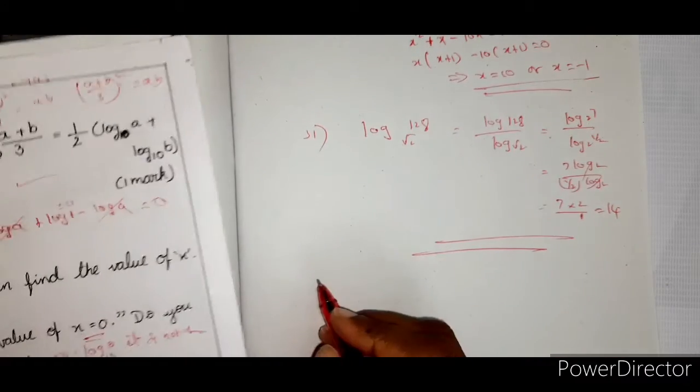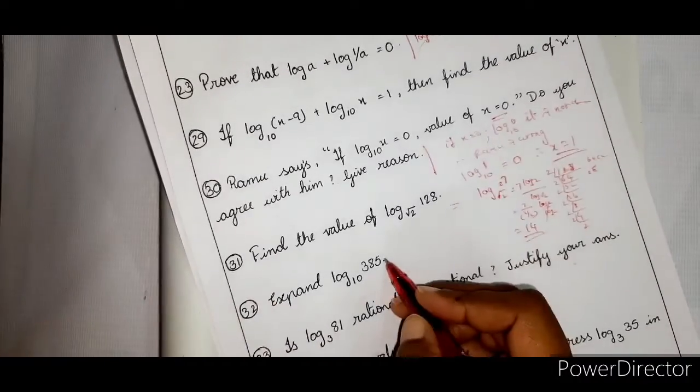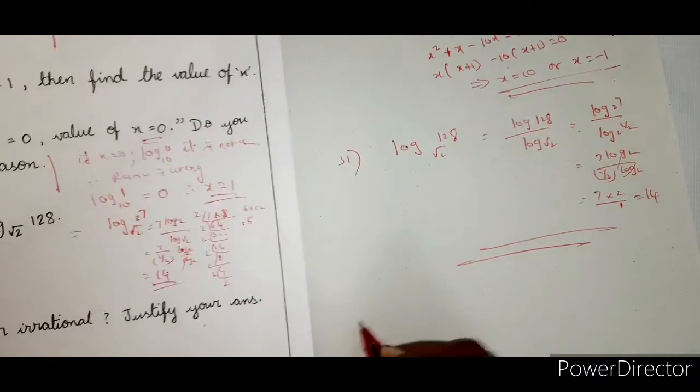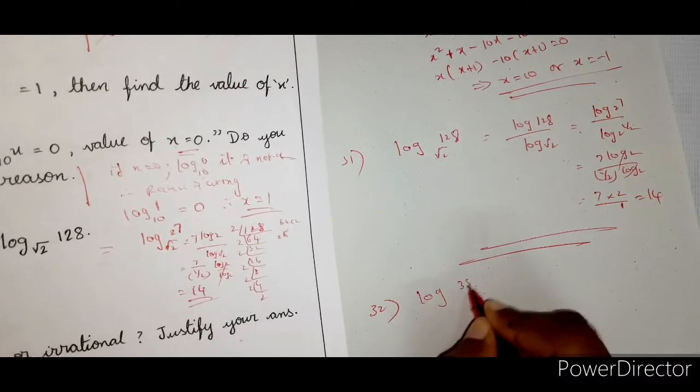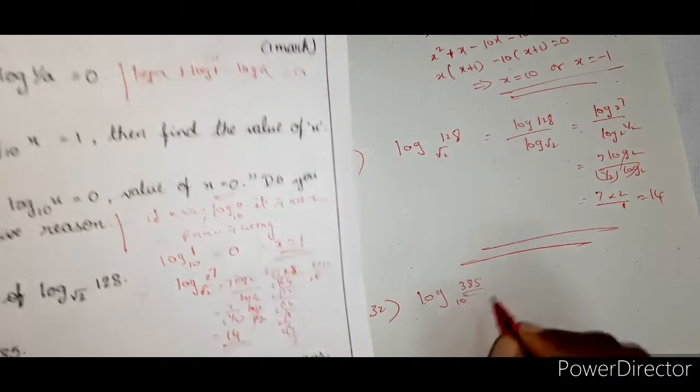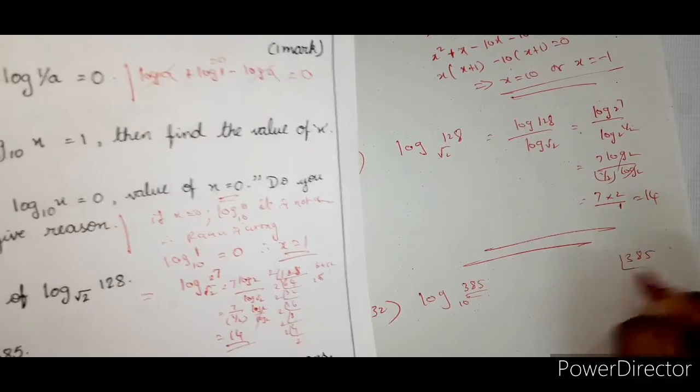Right. So now again, 32. Shall I do it here? Expand. Those who don't know may find it difficult, so I am doing it here. 385 base 10. So 385, find the factors.